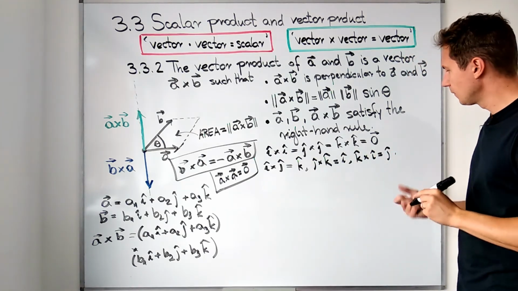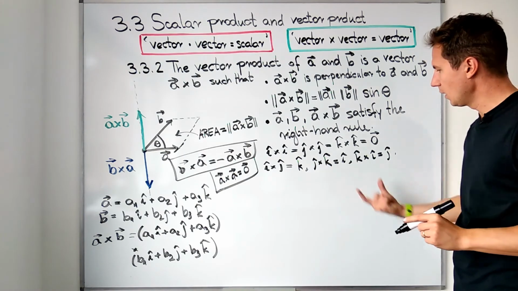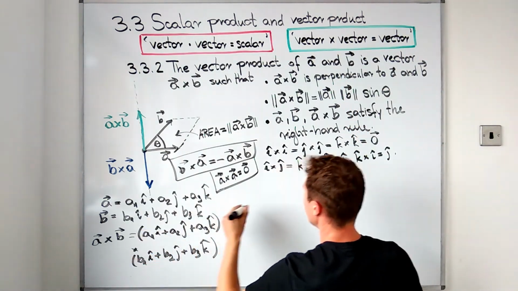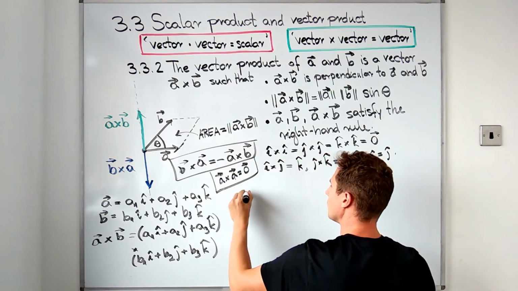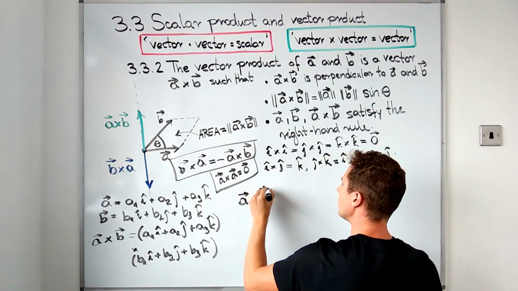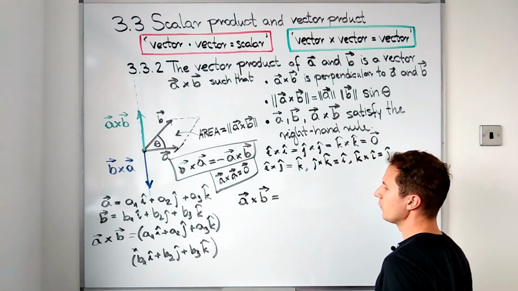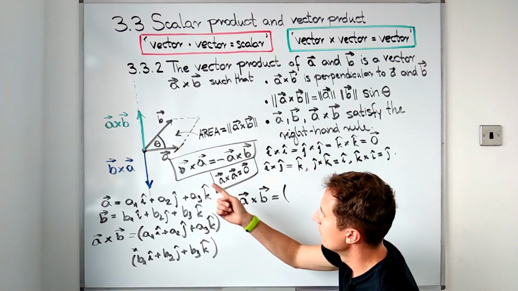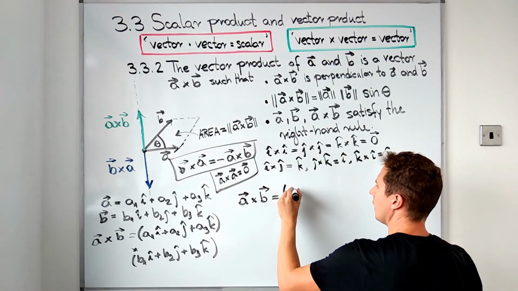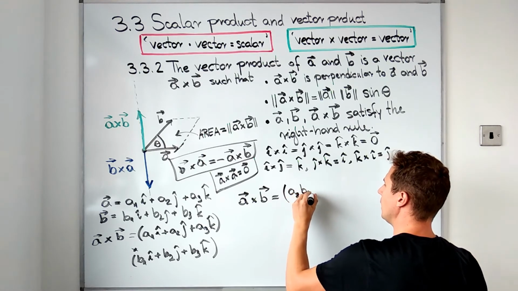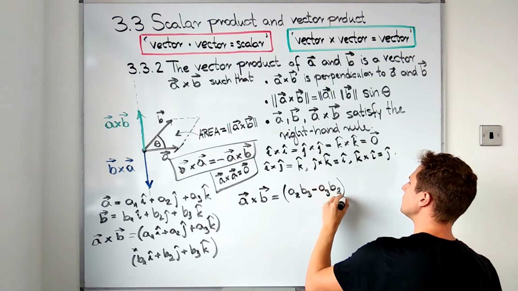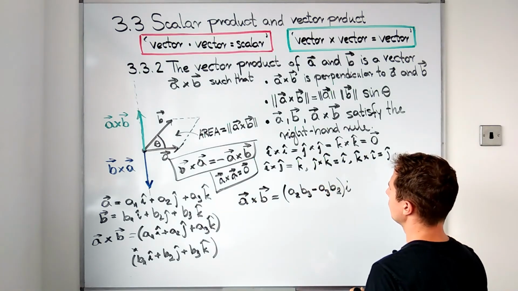If you use these rules, what you will see is that the general formula for the vector product of 2 vectors given by their coordinates is going to be the following. It's going to be the vector which has coordinates a₂b₃ minus a₃b₂. This is the first coordinate of our vector product. So this is what multiplies i hat.